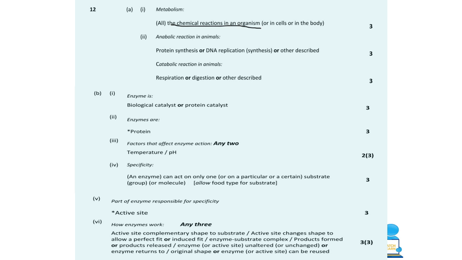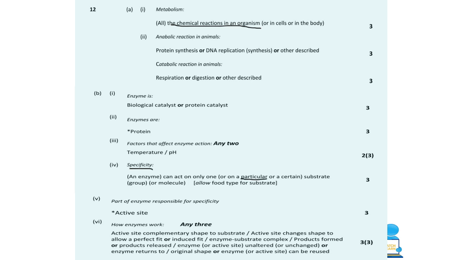Also, if we look down to specificity, again, our definition is can only act on one particular substrate. We do not reuse that word specific in our definition. So we don't say an enzyme acting on one specific substrate. We must use the word particular.